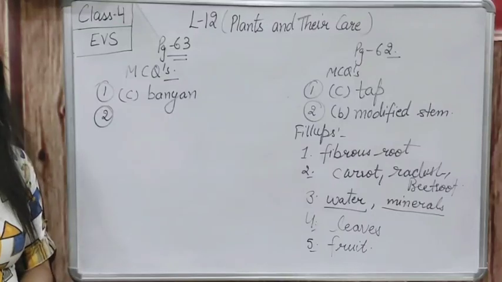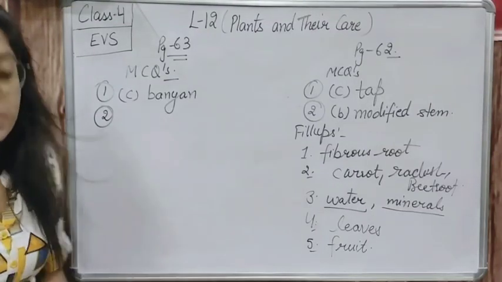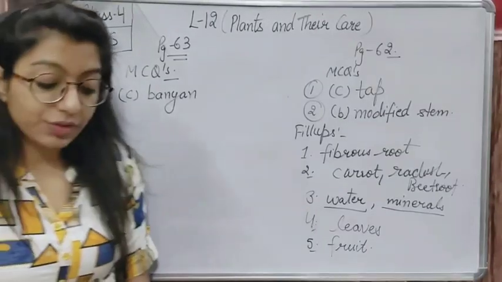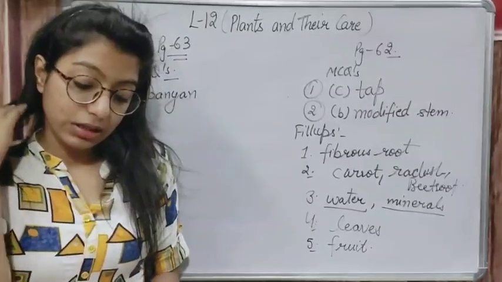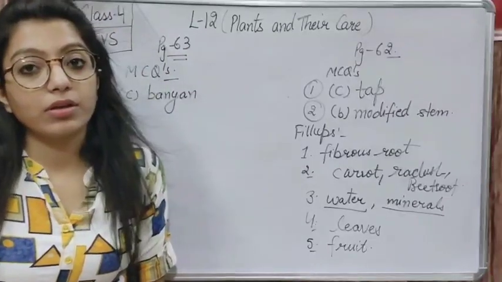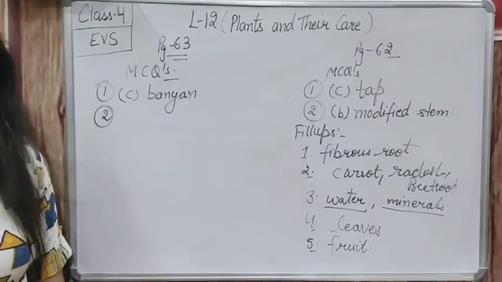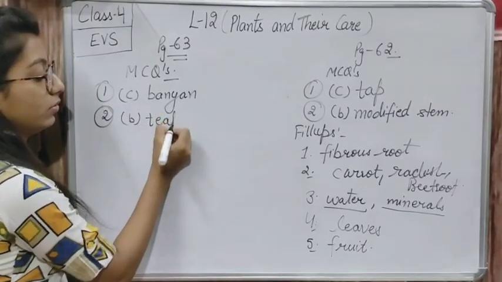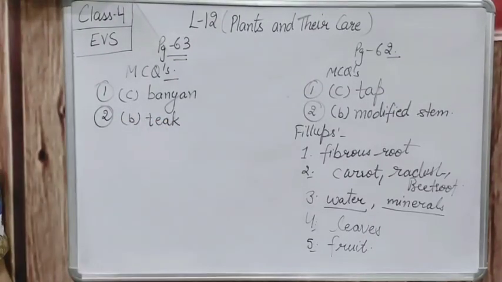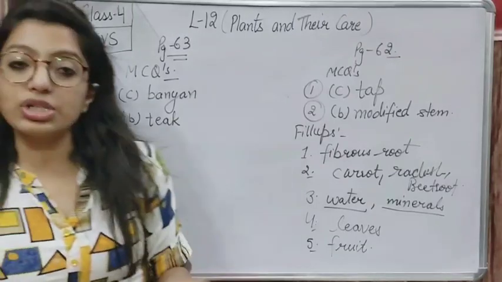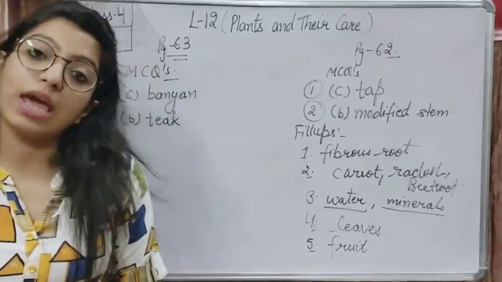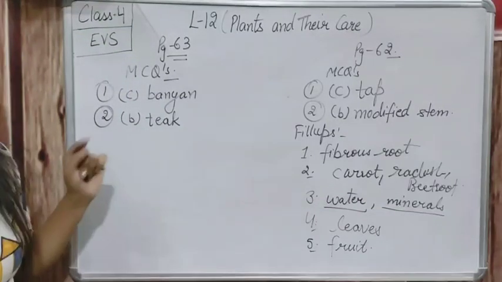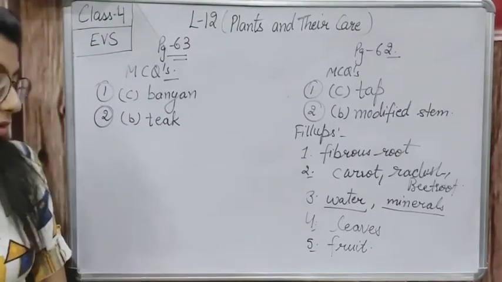Second is, we get wood from dash. Hamein wood kahan se milti hai, kaun se tree se milti hai: rose, teak or apple tree? So the answer is option number B, that is teak. Teak and shisham are the trees from which we can get wood. Okay, so option number B is correct, that is teak.